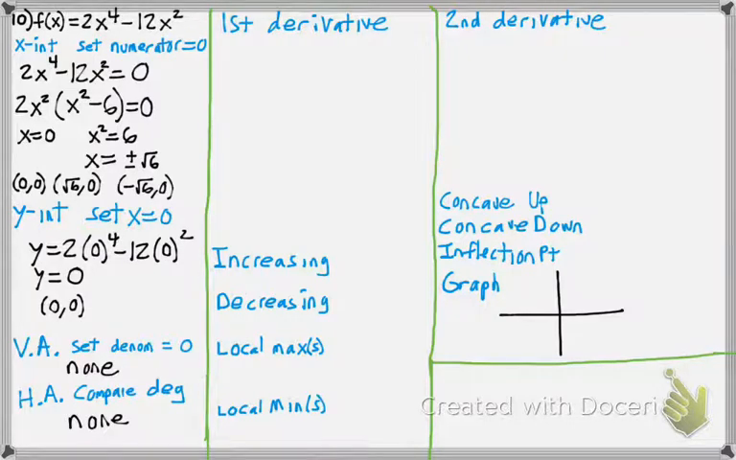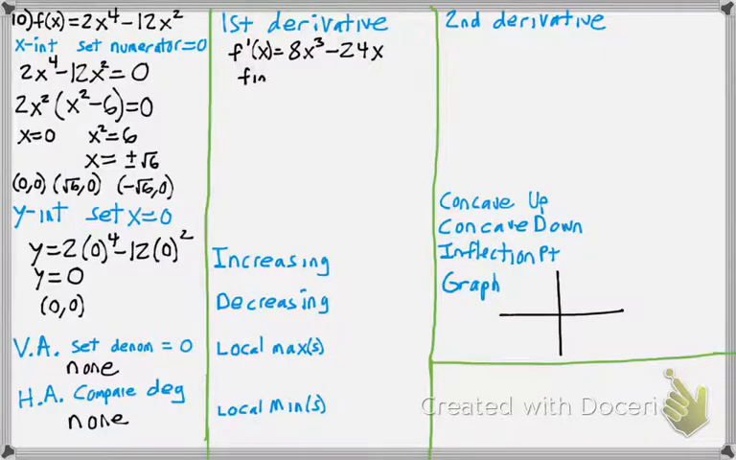Next, I want to find the first derivative. So this is definitely something that we've been doing a lot. So f prime is going to be equal to 8x cubed minus 24x. And then I want to set this equal to 0 to find the critical numbers.